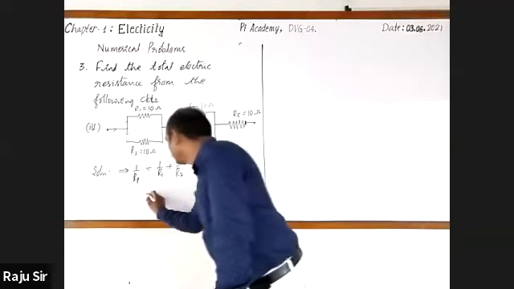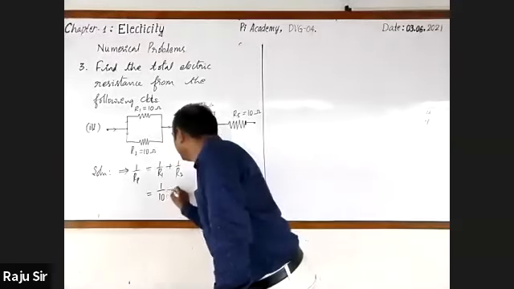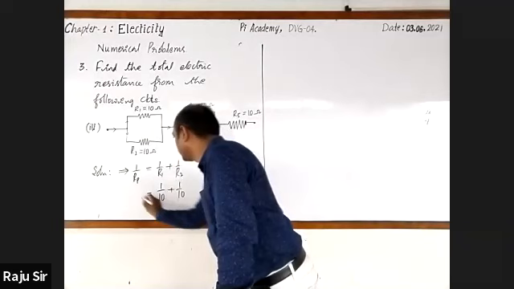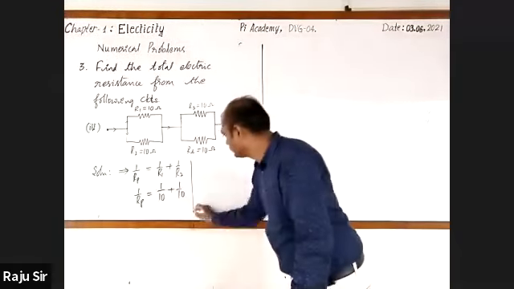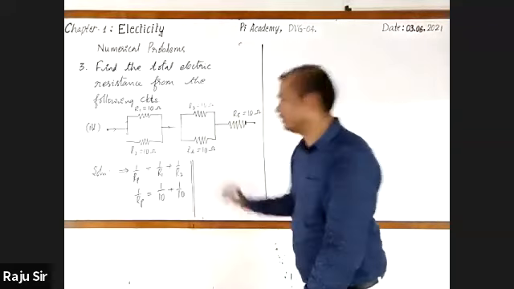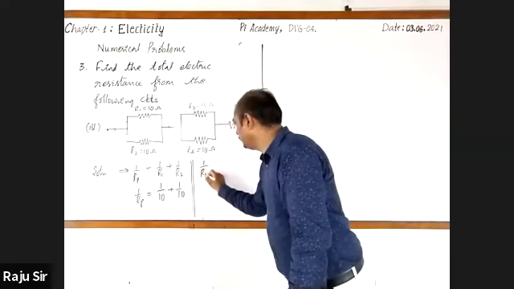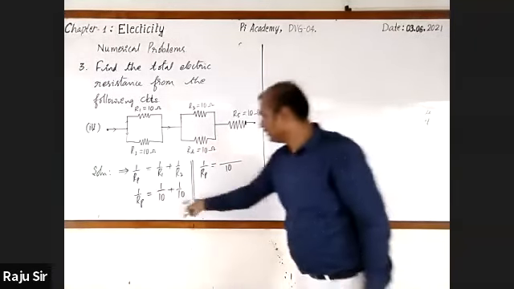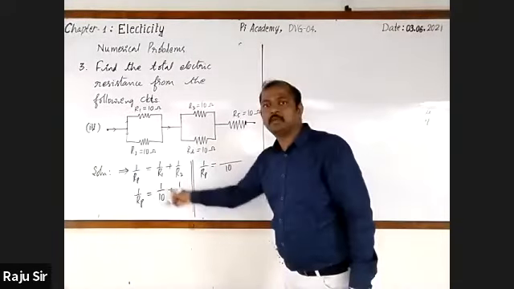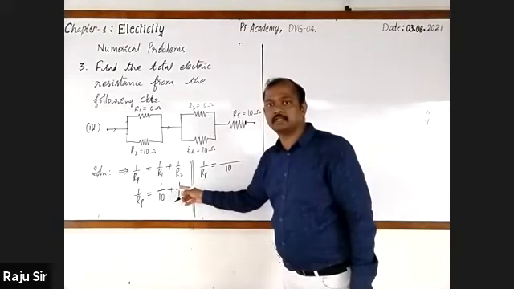This is equal to 1 by 10, where R2 is also 10. This is Rp. Next, here only I'll continue. 1 by Rp is equal to, LCM is 10. As the denominator terms are same, you can write the numerator terms as it is.